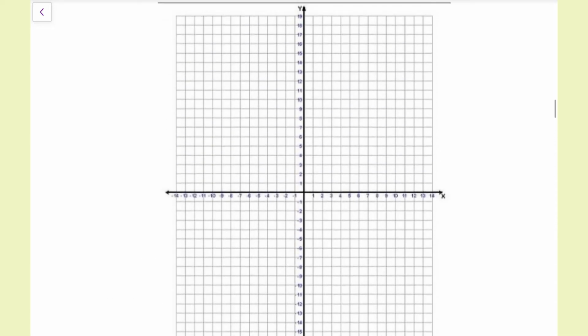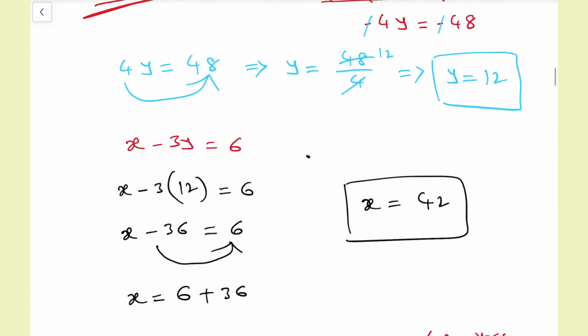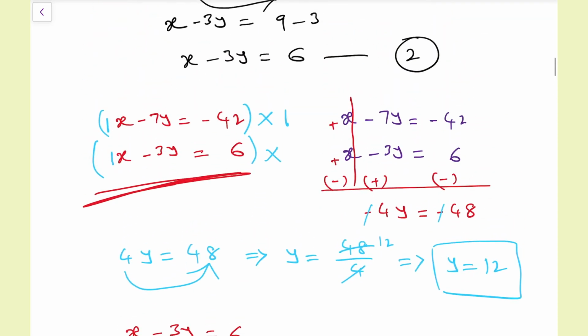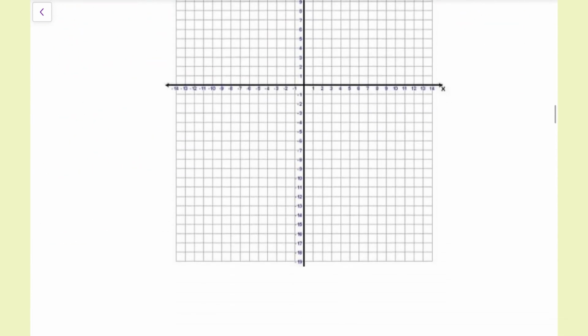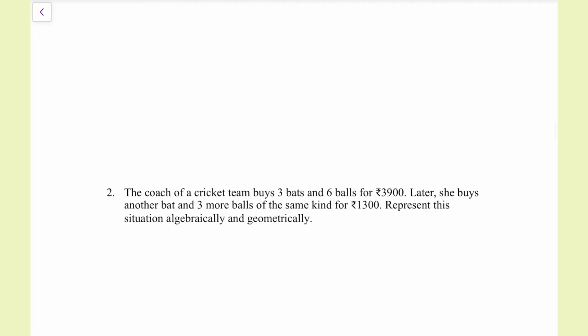Okay, coming to the second equation. What is the second equation we have? x minus 3y equals 6. First, in the place of x, put 0. 0 minus 3y equals 6. 0 is not necessary, so minus 3y equals 6.